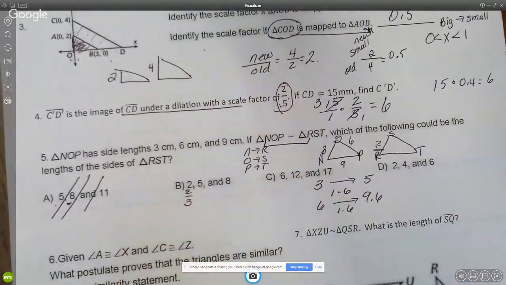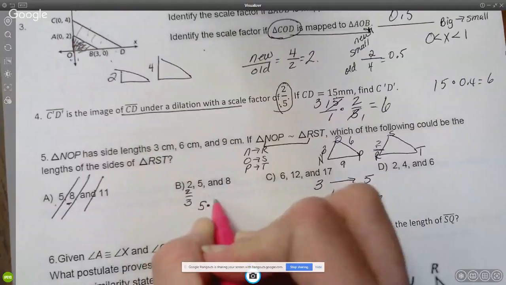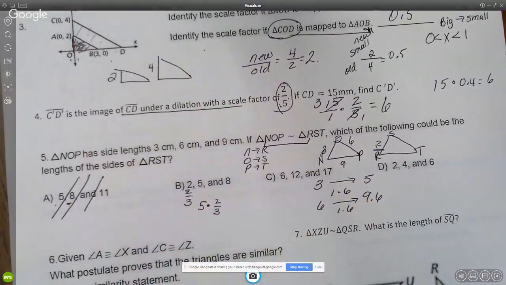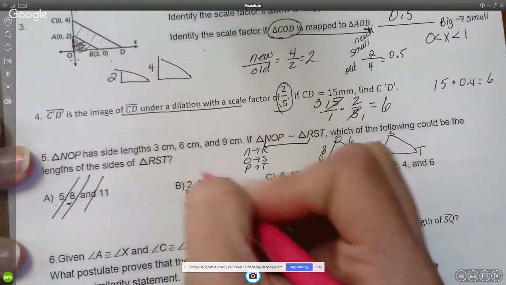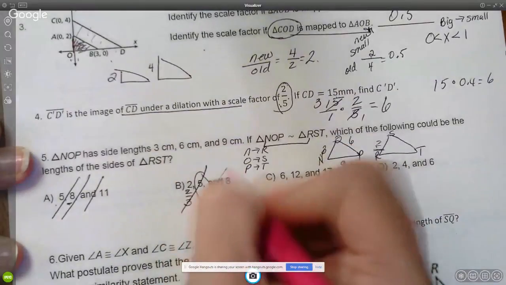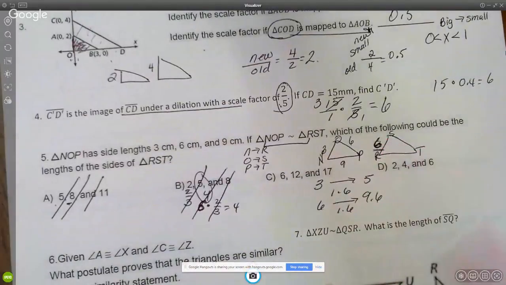Okay, 2 over 3. So if I do the next one, then I'm going to have 5. If I multiply that by 2/3, we know it's going to get smaller. I'm sorry, this should be 6. So when I do that, that's going to give me 4. Because 4 doesn't equal 5, it's not this one. Now pretend this is a 6. Well, the way I go from 3 to 6 is I multiply by 2. Okay, right? 6 divided by 3 is 2, so that would be my scale factor.